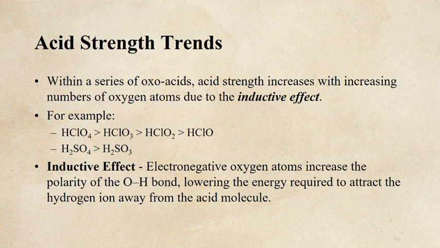Within a series of oxoacids, acid strength increases with increasing number of oxygen atoms on the central atom due to the inductive effect. And there you have the perchlorate down to hypochlorite acids, and then sulfuric and sulfurous acids, both of which exhibit this increasing acidity with more oxygens on that central chlorine or sulfur, pardon me. And then you see the inductive effect defined for you. Ultimately, what you need to see there is that as you add those electronegative oxygens onto that atom, you further polarize the OH bond and lower the energy required to attract that hydrogen ion away from the acid molecule.